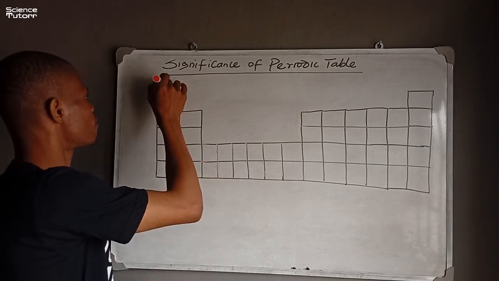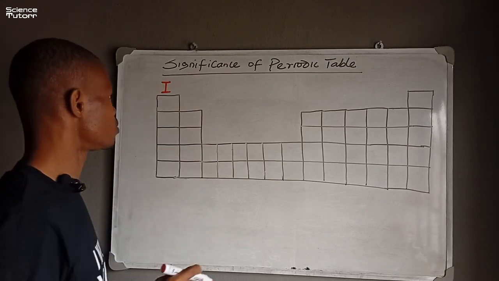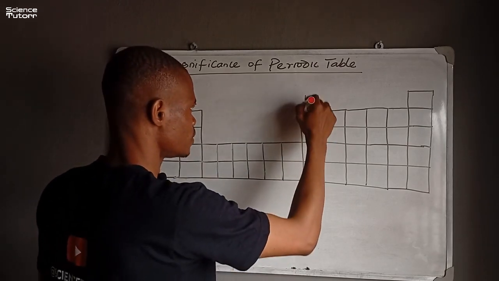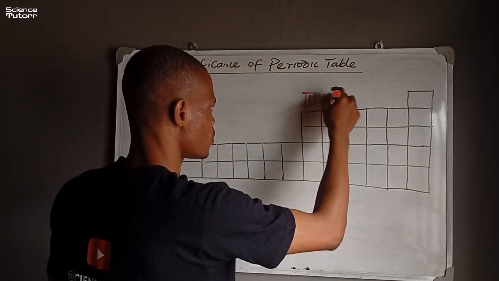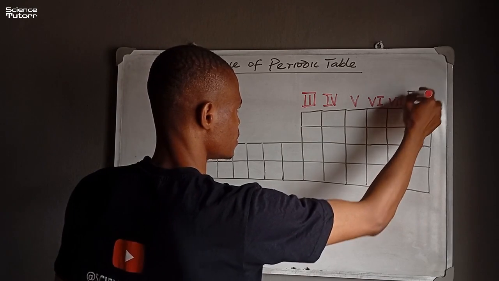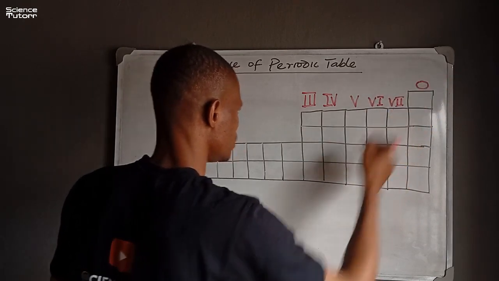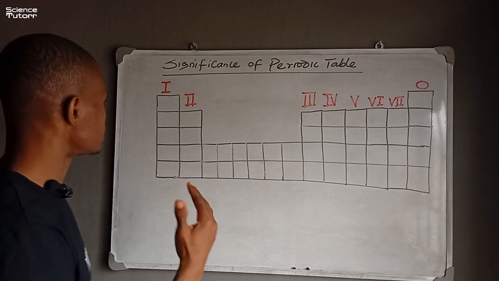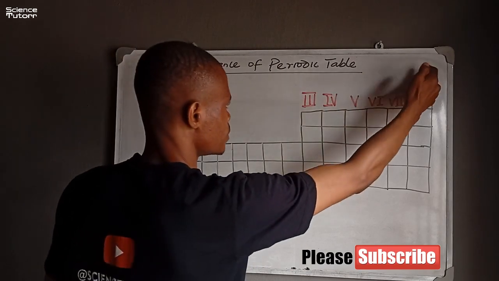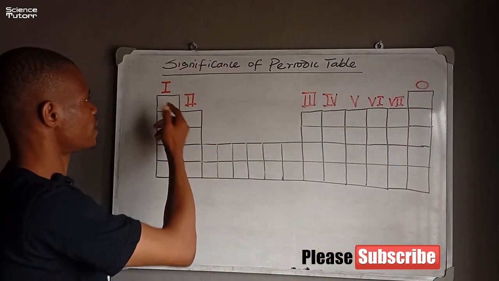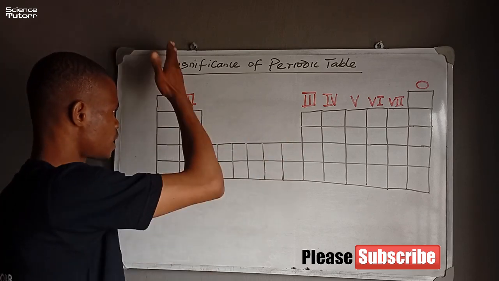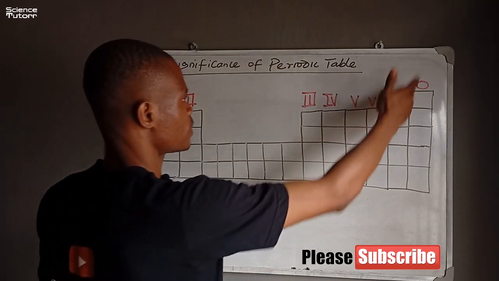The first one, we have this to be 1. This signifies 2, 3, 4, 5, 6, 7, and 8 or 0. The groups are simply indicated as group 1, 2, 3, 4, 5, 6, 7, and 0. The groups are always identified by the vertical columns. For example, we have the vertical columns 1, 2, 3, 4, 5, 6, 7, 8.